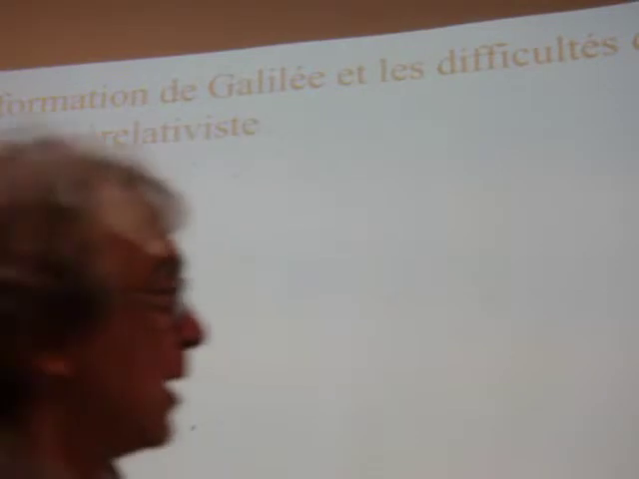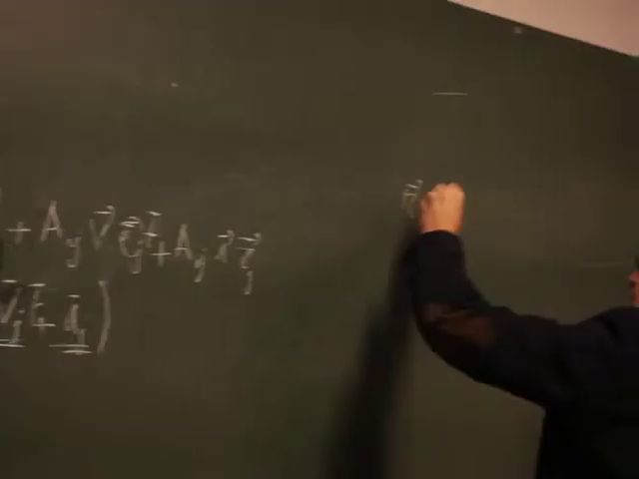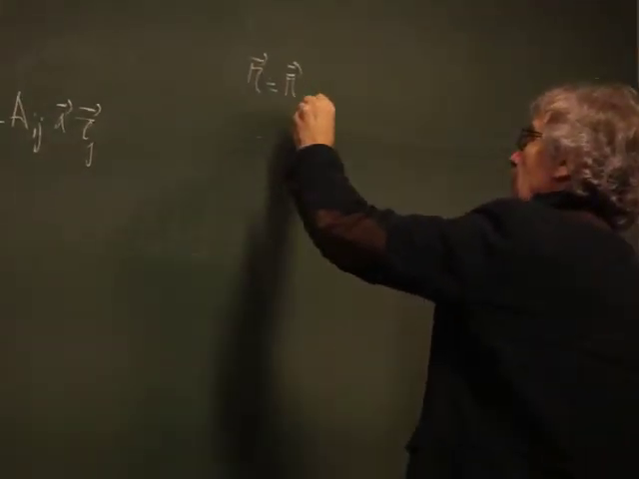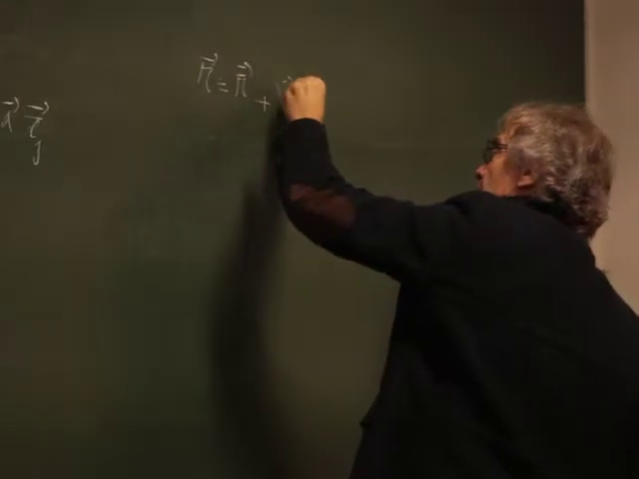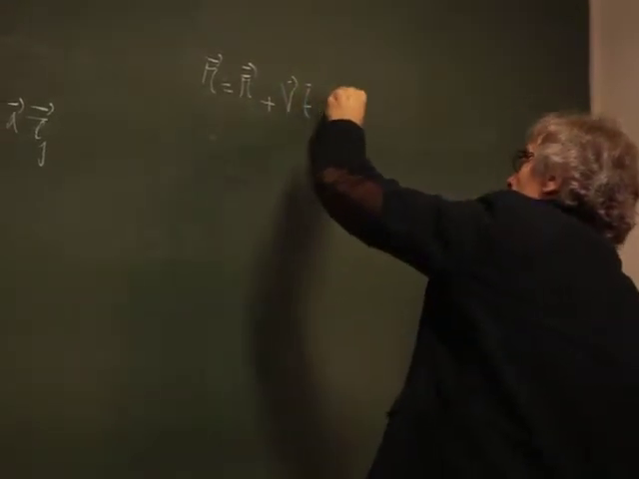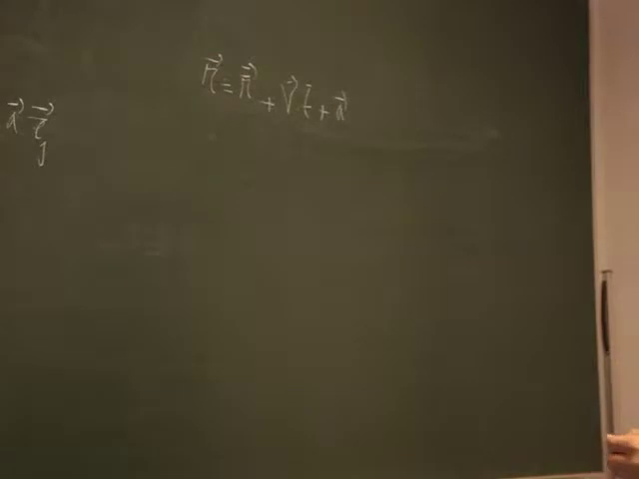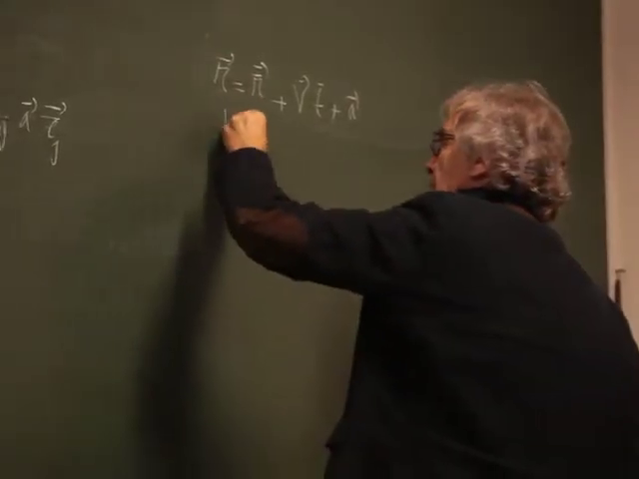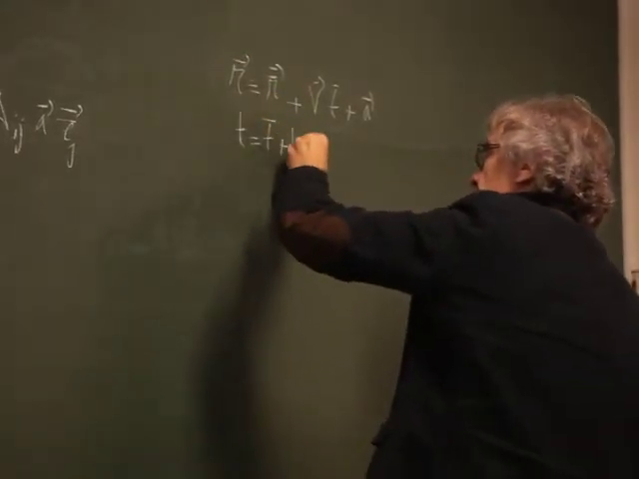Now about how the velocities compose themselves when you go from one reference frame to another one. So I remind you the relation that R is equal to R bar plus V t bar plus eventually such a vector. And we know that t equals t bar plus B.